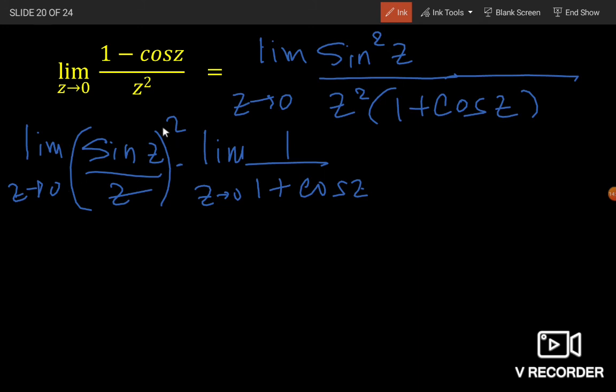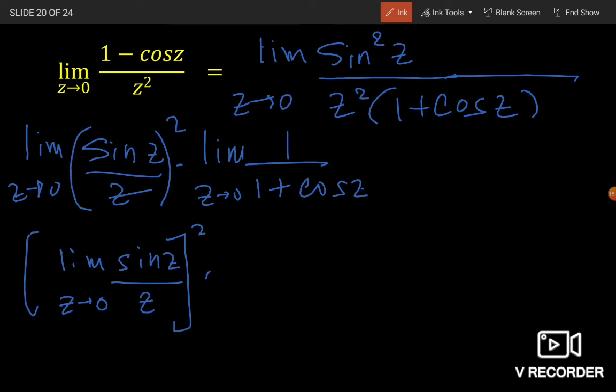Now, again, this can be rewritten as, I can put the limit inside this. Again, this is coming from our limit laws. If you've kind of forgotten about it, I suggest you go back to our videos concerning limit laws. So I can express this as the limit of sine of z over z as z approaches 0, squared, multiplied by the limit of 1 over 1 plus cosine of z as z approaches 0.